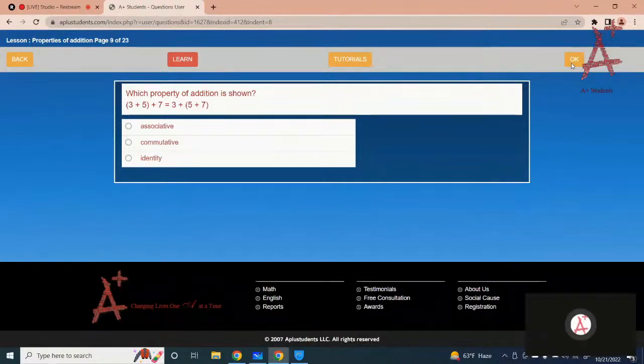Okay, which property of addition is shown? Is it associative, commutative, or identity? You are given three numbers involved, so it is associative. Got it? So select the correct option and click on the OK button.